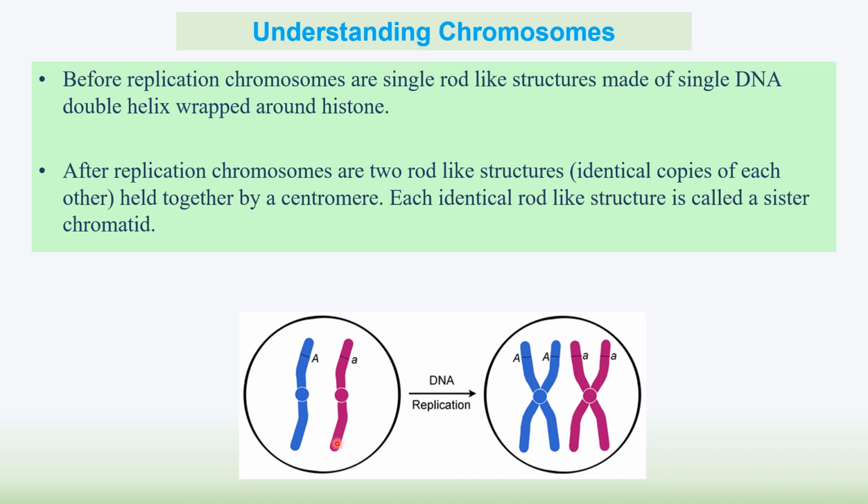A chromosome is DNA that is wrapped around histone protein, and after interphase, when DNA replicates, we end up with two sister chromatids which are identical. So this chromatid here is identical to that chromatid. This chromatid here is identical to that chromatid. We still say there are only two chromosomes there, but they are double copies of the chromosomes.